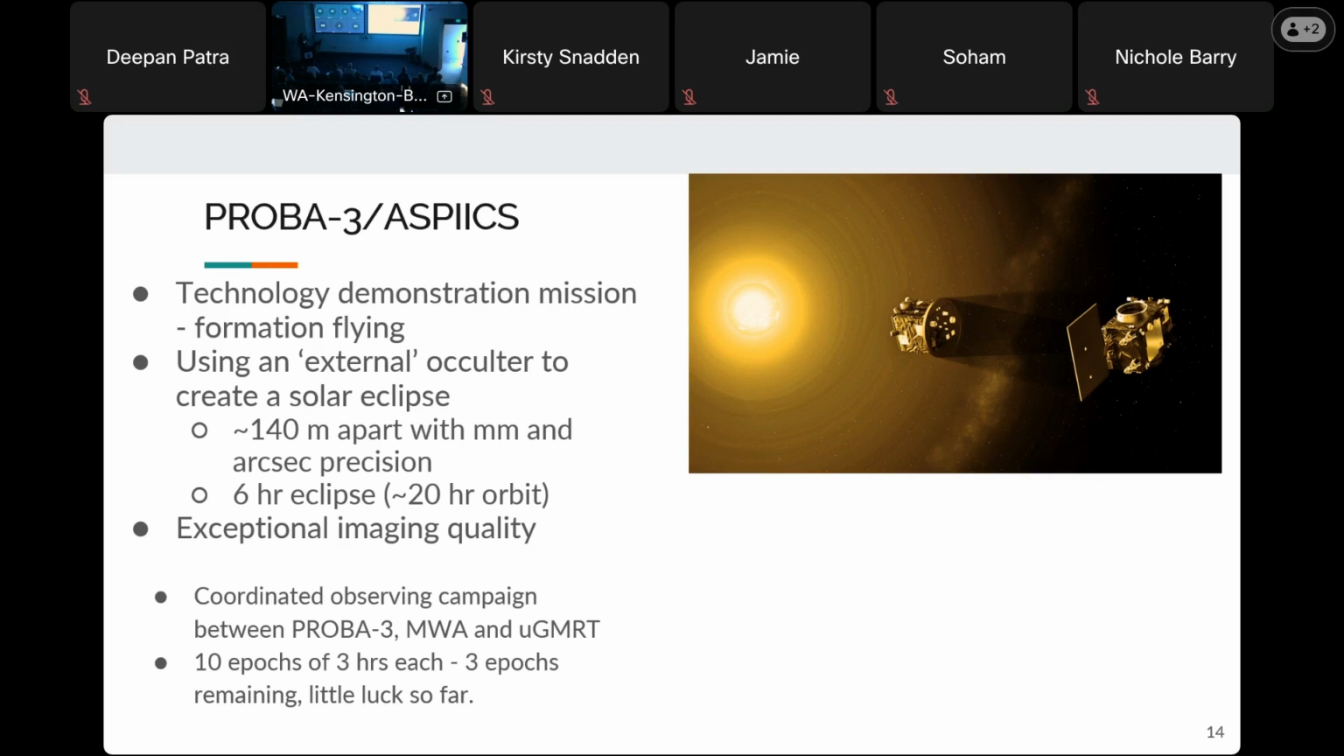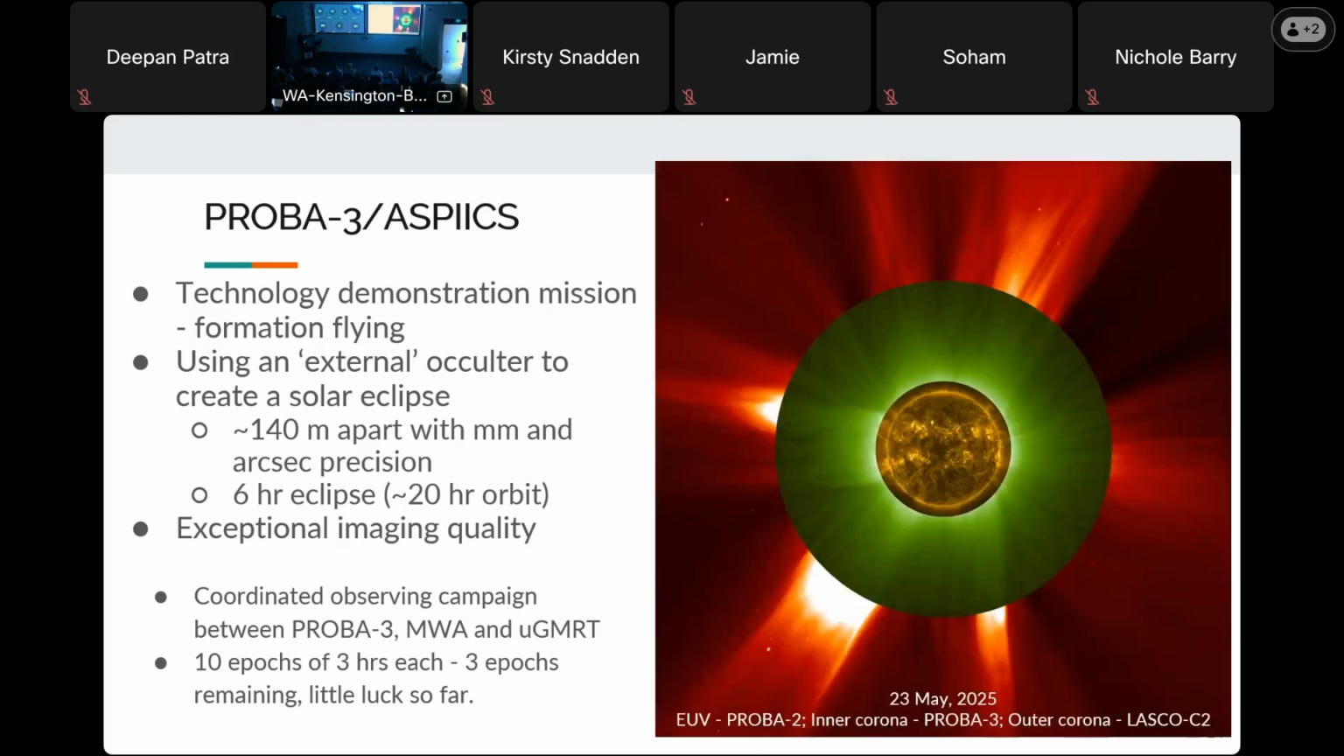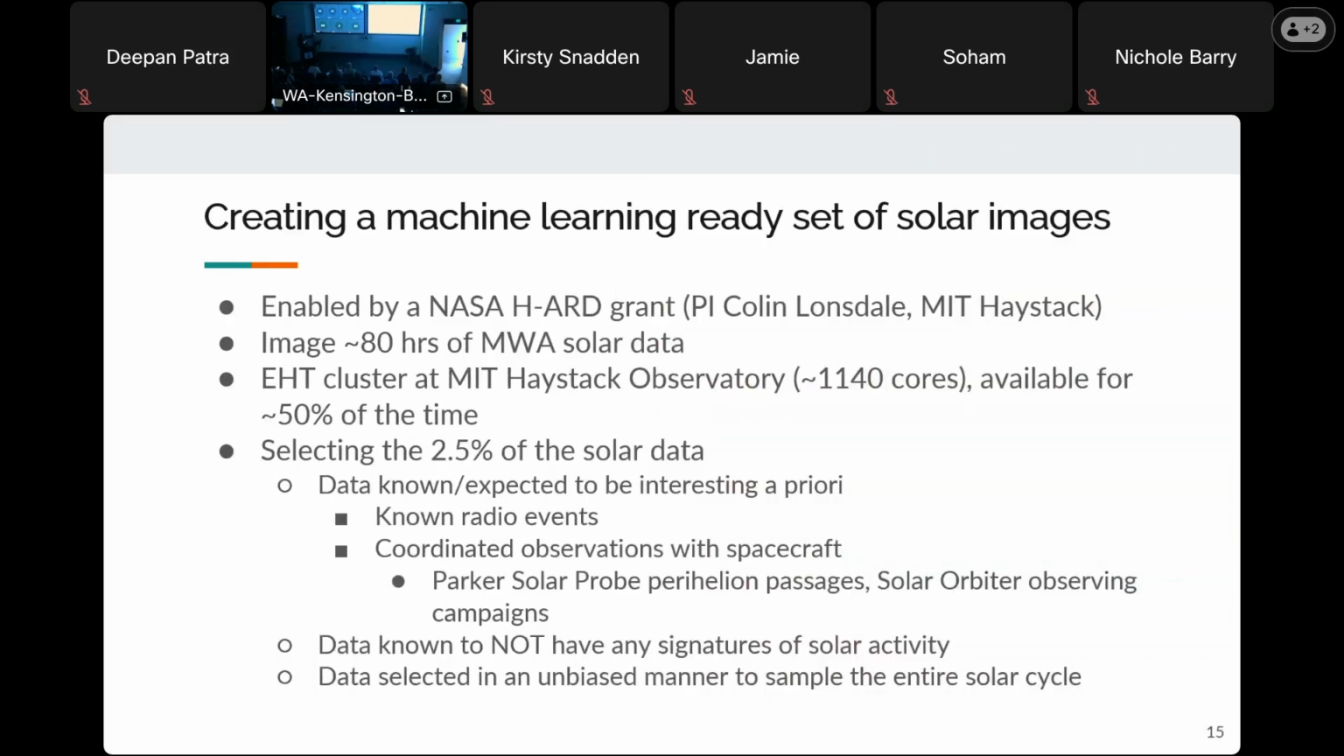And it is expected to give you exceptional signal quality. This is one of their images, but unfortunately, our observing windows are yet to overlap, despite our best efforts. Okay, I am really running out of time, so let me say just something about that.